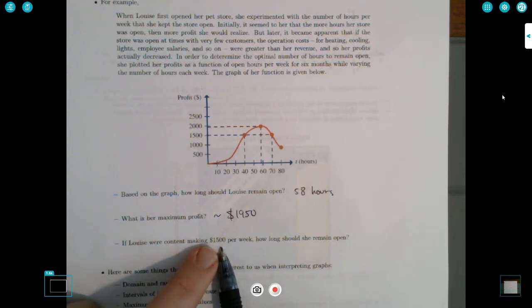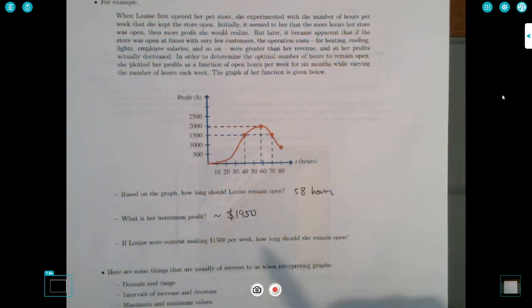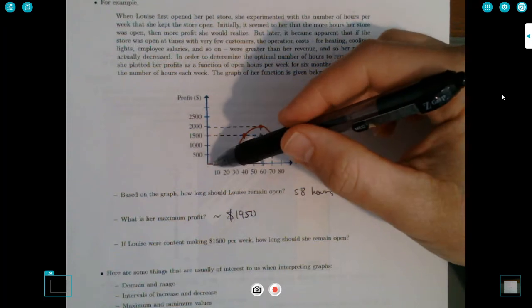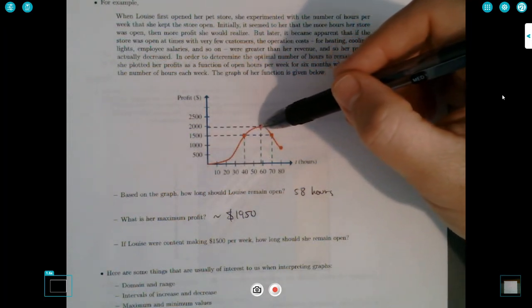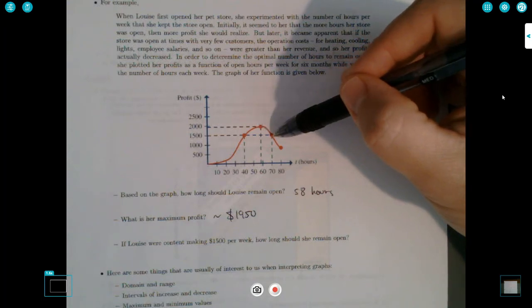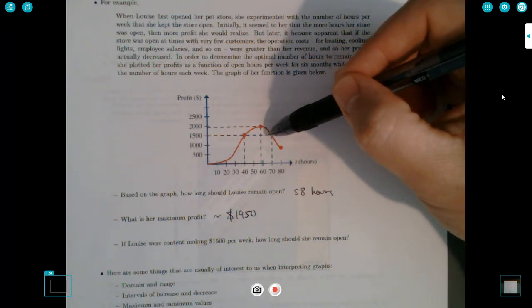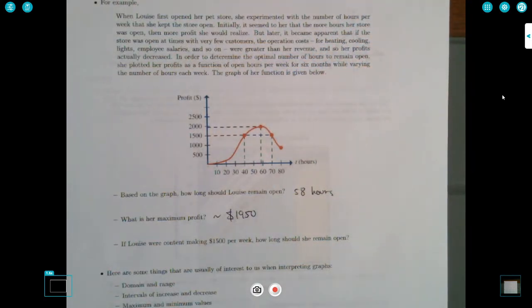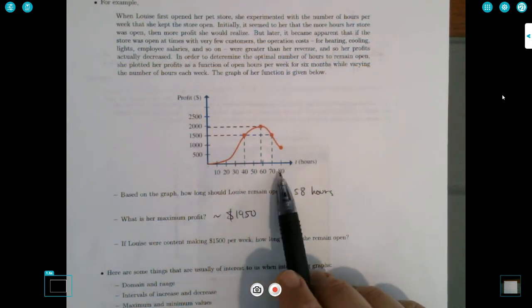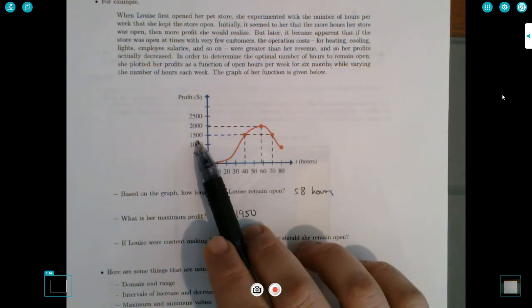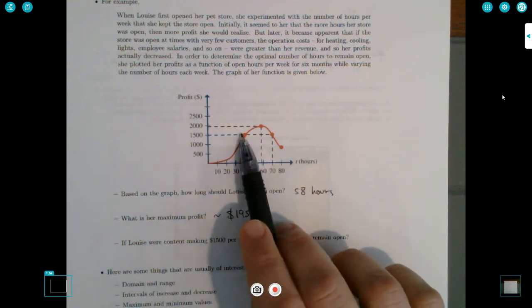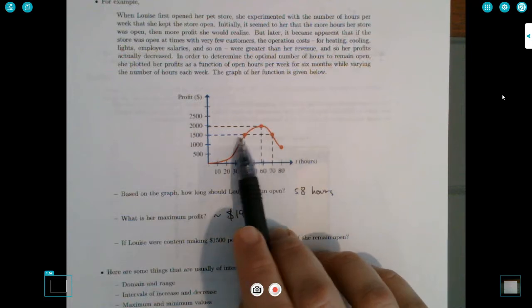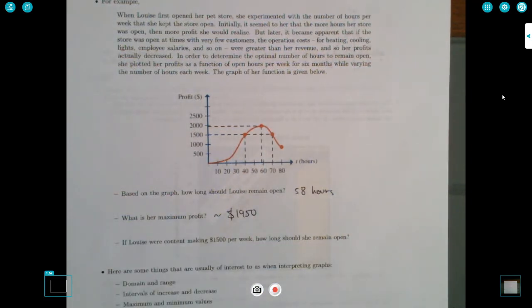If Louise were content making $1,500 per week, how long should she remain open? So if she's okay with just making $1,500 per week, how many hours would she have to work? Well, as you can see, the curve goes up until she reaches this $1,500. Then it continues to go up for a while, and then it starts to come back down until she reaches this other point where she's making $1,500. So there are two different amounts of time that she could work if she wanted her profit to be $1,500. She could either work 40 hours a week, or she could work 70 hours a week, and her profits are going to be about the same regardless.